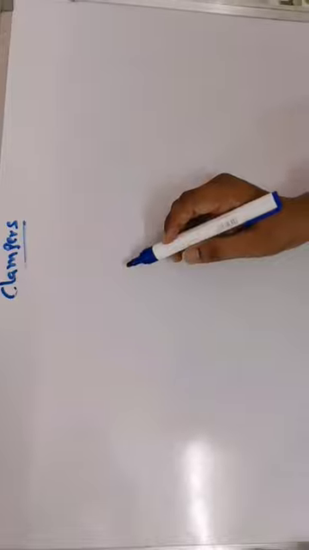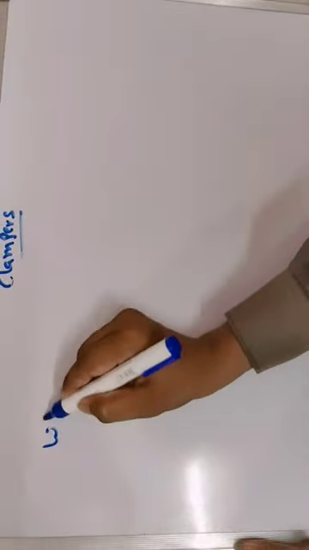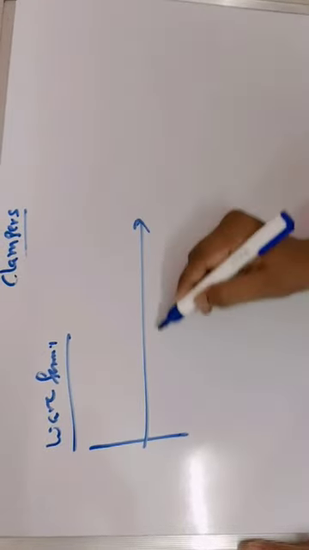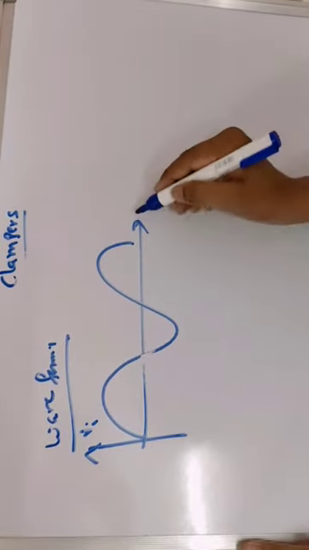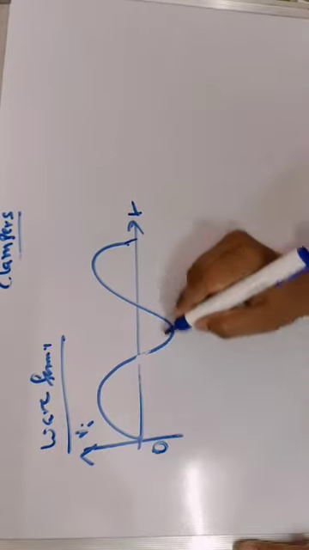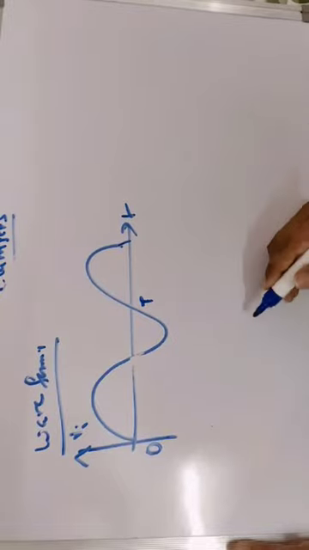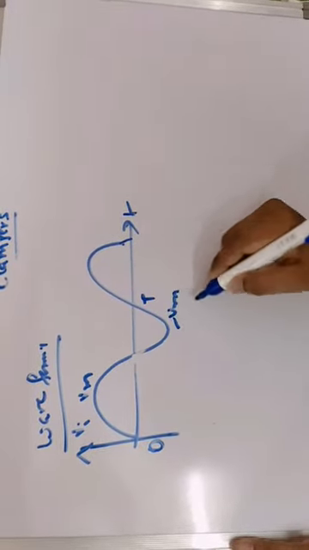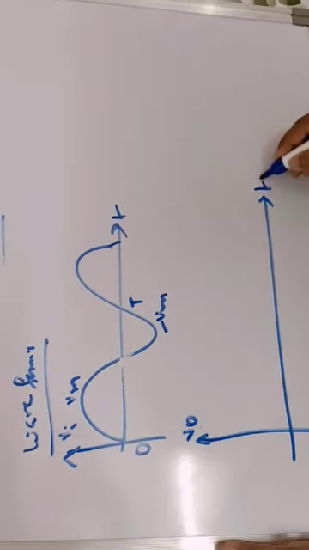So we'll see the input and output waveforms of a positive clamper circuit. The input waveform is a sinusoidal signal. For this sinusoidal input signal, what will be the output signal? The amount of DC level shift is plus Vm. Now this input signal is varying from plus Vm to minus Vm.